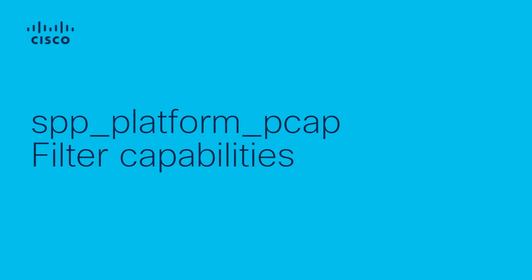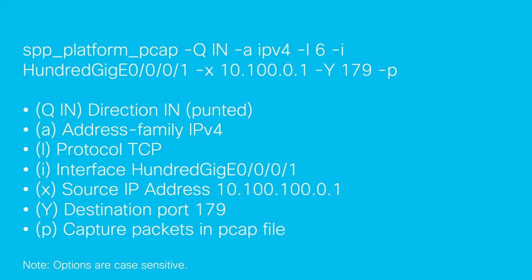Chances are that you would like to be more specific on the intent of your capture. For example, you can leverage the utility filter capabilities to capture the punted traffic related with a specific router interface or an IP address or a certain protocol. You can filter the command to your desire. Using this command, you can capture the BGP traffic from a specific peer on a specific interface.